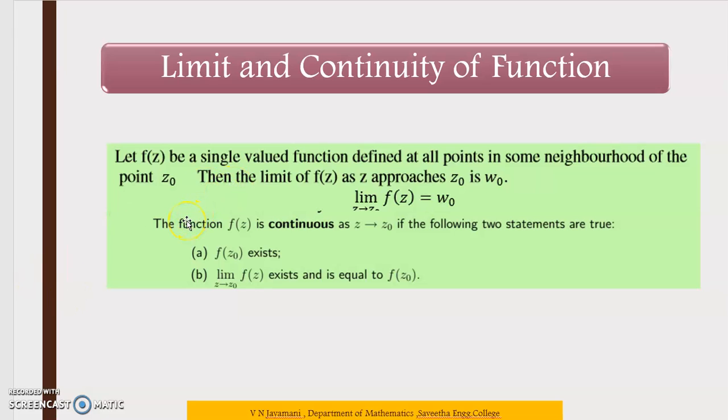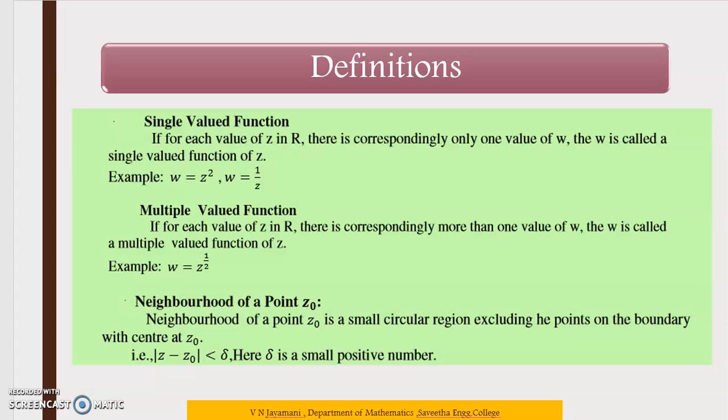Next, the continuity of a function. The function f of z is continuous as z tends to z0 if the following two statements are true. If these two conditions are satisfied, the function is a continuous function. f of z0 exists. Then if you take the limit as z tends to z0, f of z exists and is equal to f of z0. Therefore the function is called continuous. Next we are going to some definitions of this unit.